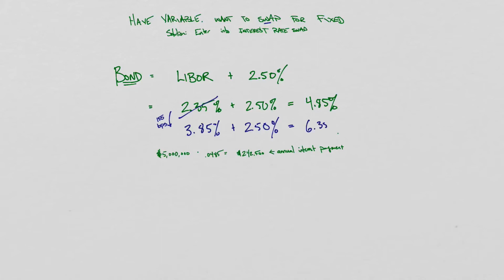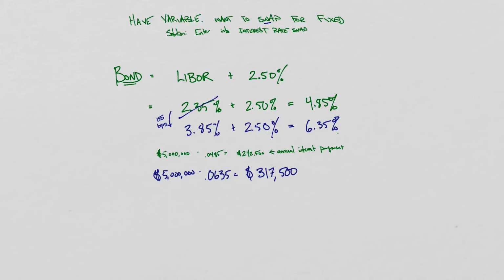And so you can see, as the interest rates in the economy have risen, the cost of this same bond has risen as well. It's risen by this difference here. In this case, it's $75,000. So interest costs have gone up by $75,000 per year here with this bond. But that's without a swap. That's just the raw cost if interest rates rise for a floating rate bond.